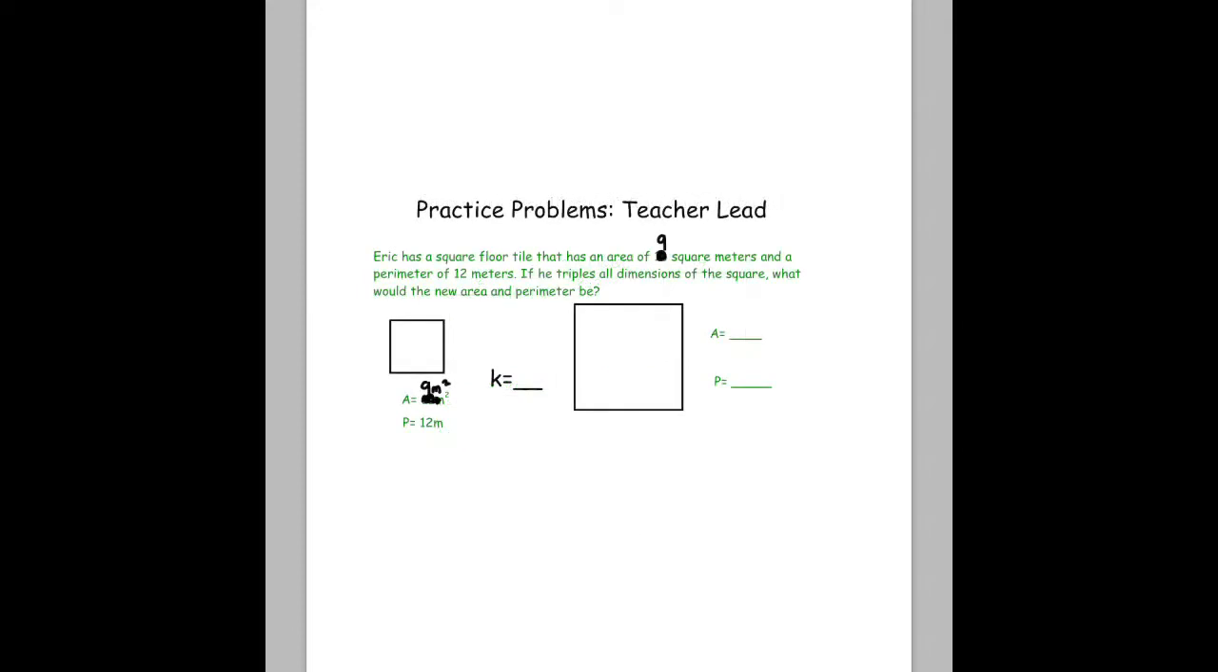So let's go ahead and look at this problem. It says Eric has a square floor tile that has an area of 9 square meters and a perimeter of 12 meters. If he triples all dimensions of the square, what would the new area and perimeter be? So our scale factor is going to be 3. I know this because it says triples, which tells me I'm going to go to a larger number. So I know my scale factor is a whole number. And also a triple is the number 3. So k is going to equal 3.